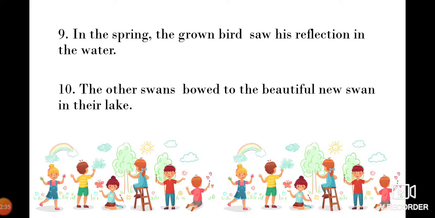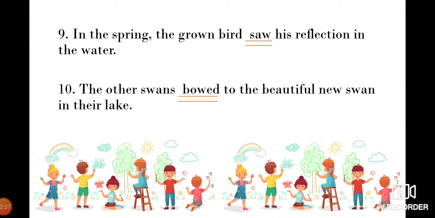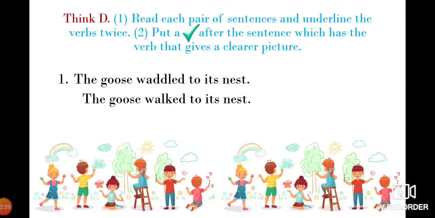Number 9, in the spring, the grown bear saw his reflection in the water. In this case, this one is an irregular verb, and the present tense is see. The past tense, saw. Number 10. The other swans bowed to the beautiful new swan in the lake. In this case, the verb is bowed. So we underline two times.